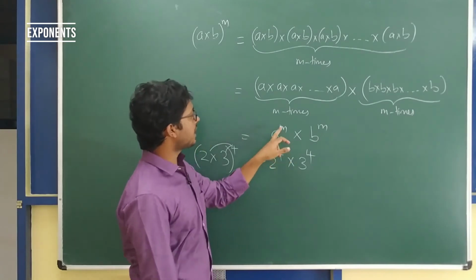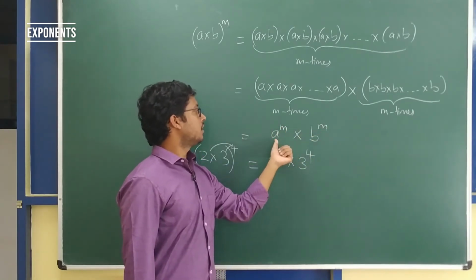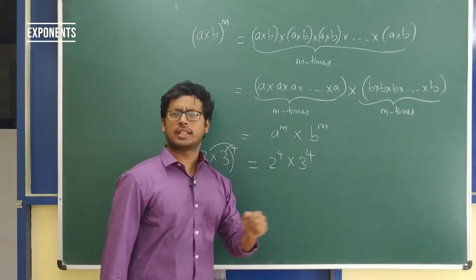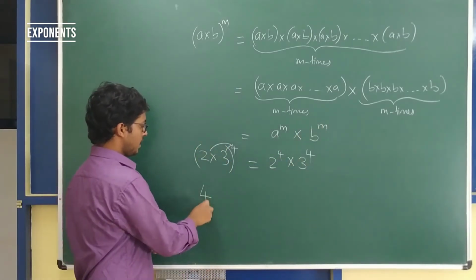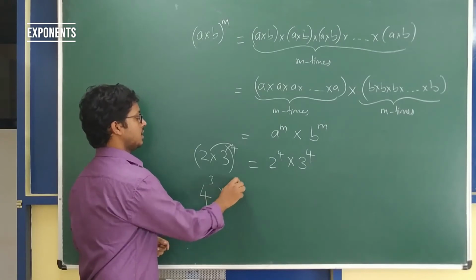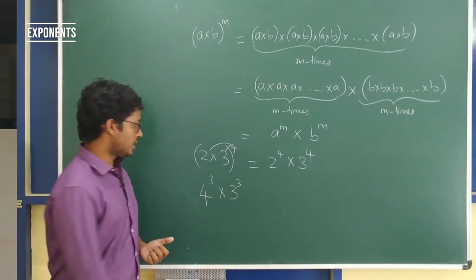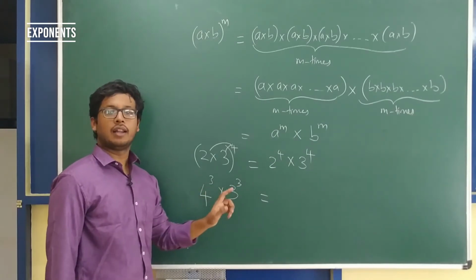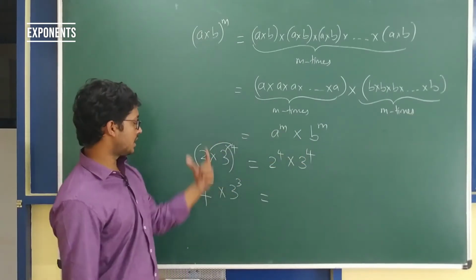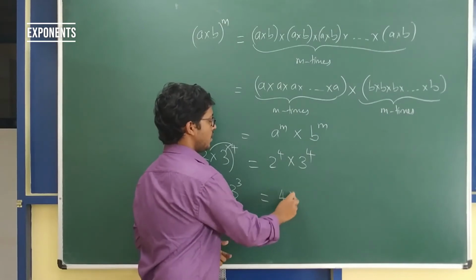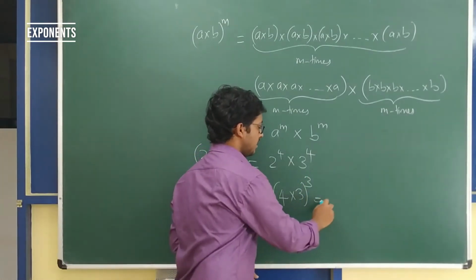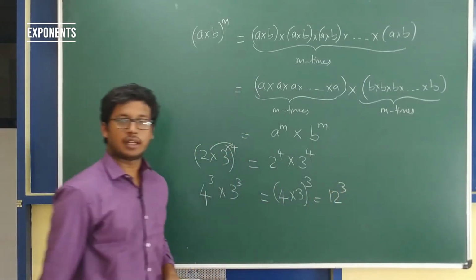So if I have the same power and different bases, then I can write it as a into b whole raised to m. So let's take an example. Let's say 4 raised to 3 into 3 raised to 3. So what is this equal to? Now if you see, the bases are different here, but the powers are equal. So we can apply this conversely. So I can write this as 4 into 3 whole raised to 3. So 4 into 3 is nothing but 12. So it will be 12 raised to 3.